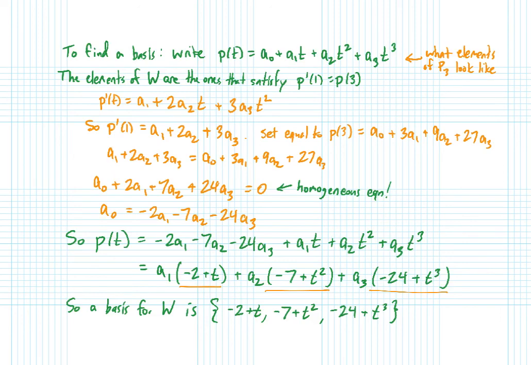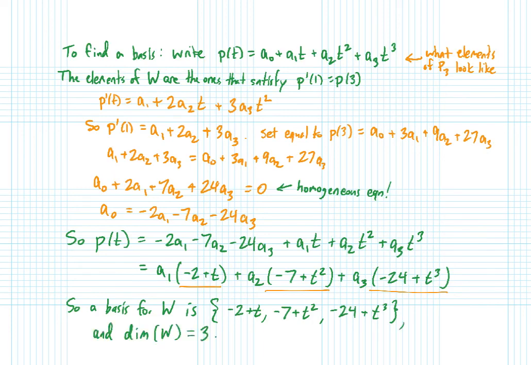So this calculation should feel very similar to what we were doing when we were solving for kernels, for example. But instead of working with vectors, we're working with polynomials. But otherwise, the calculations are basically the same and the steps are basically the same. And then finally, because there are three things in the basis, that means that W is three-dimensional.